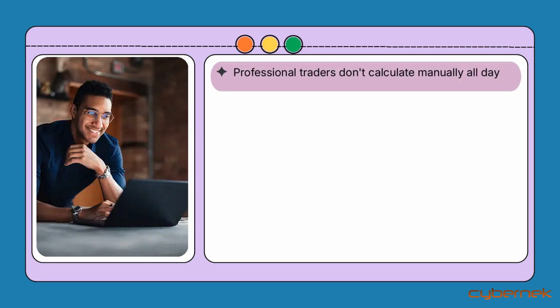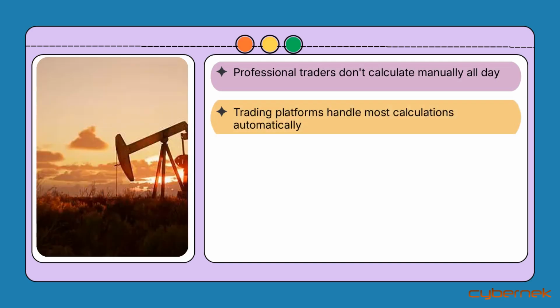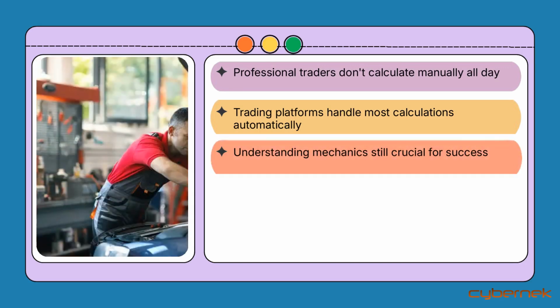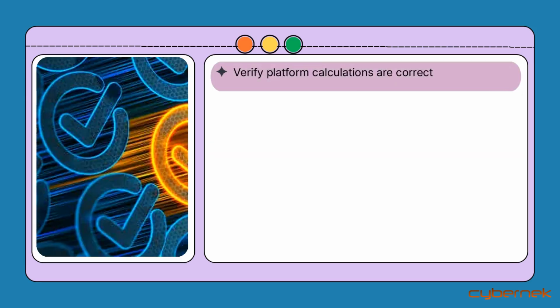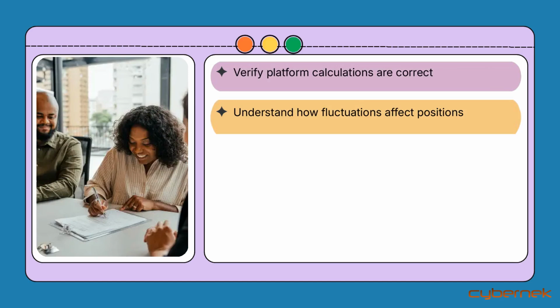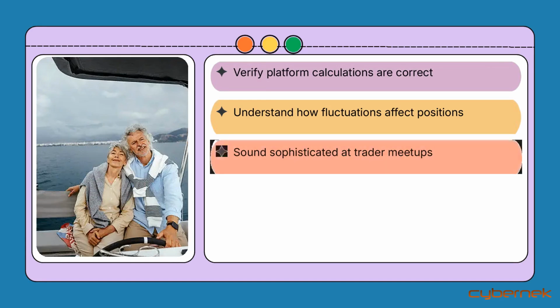Practical tips for pip calculation success. Here's the reality check. Most professional traders don't sit there calculating pips manually all day. We live in the age of trading platforms that do the heavy lifting for us. However, understanding the mechanics behind the calculations is crucial for several reasons. First, it helps you verify that your trading platform is calculating everything correctly. Trust but verify, as they say. Second, it gives you a deeper understanding of how currency fluctuations affect your positions. And third, it makes you sound incredibly sophisticated at trader meetups.